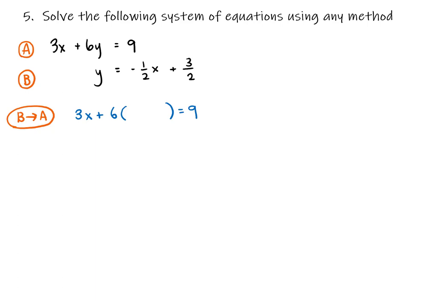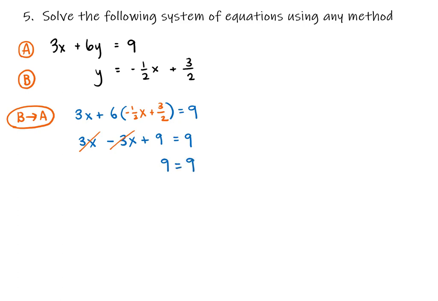We're now going to write equation A, replacing the y with a set of parentheses. So we get 3x plus 6 parentheses is equal to y. Inside my parentheses, I'm going to put negative 1/2 x plus 3/2. And you have to take good care to distribute that 6 properly. And we're going to get 3x minus 3x plus 9 is equal to 9. And when I simplify this, the 3x will add with a negative 3x to cancel out. And I'm going to be left with 9 is equal to 9.